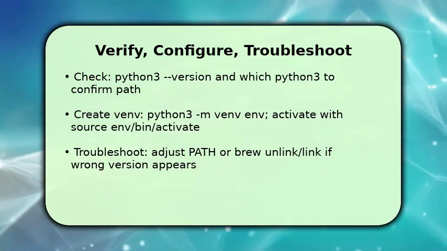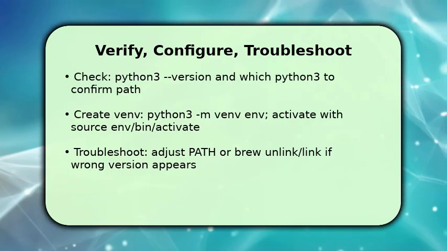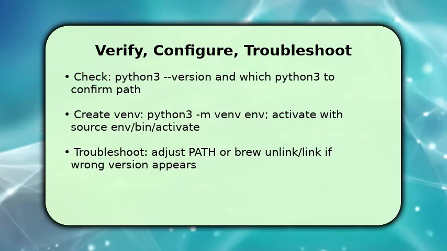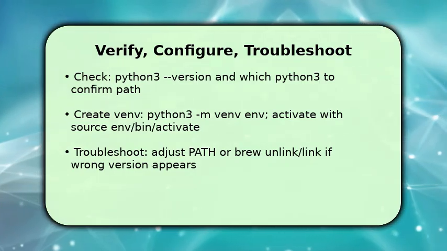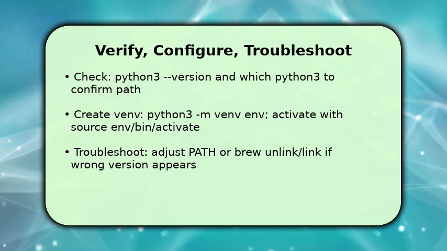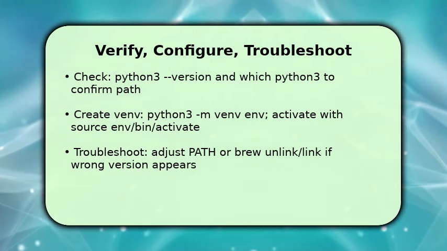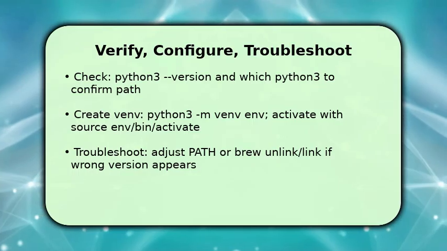Use pip to install packages inside the venv. If you see the system Python instead, adjust your path so Homebrew's bin precedes /usr/bin. Or run brew unlink on the old version and brew link the correct one. Reboot terminal after changes to avoid stale shell caches.